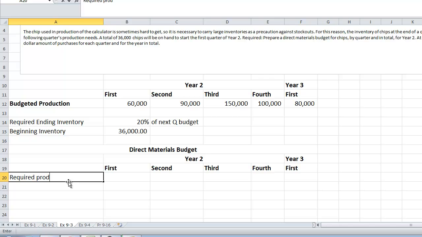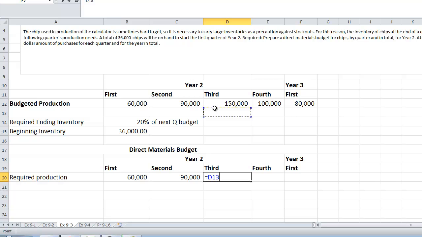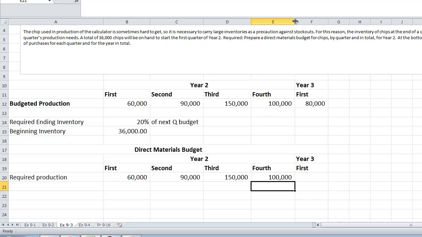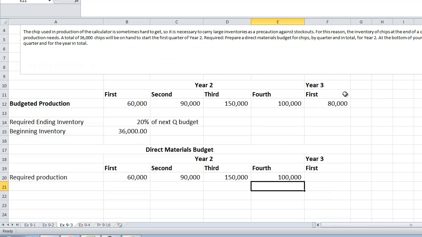So we start with required production. And we got this number from up top. It was given in the book. So required production is 60,000 for the first quarter, 90,000 for the second, 150,000 for the third, 100,000 for the fourth, and 80,000 for the first of year 3.